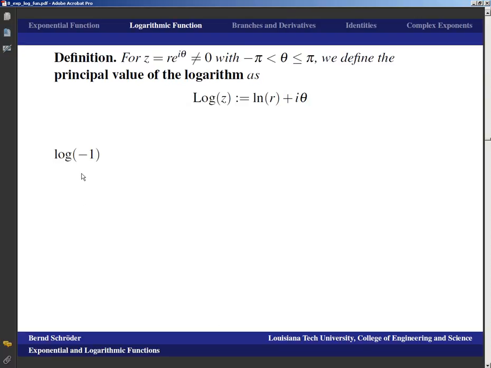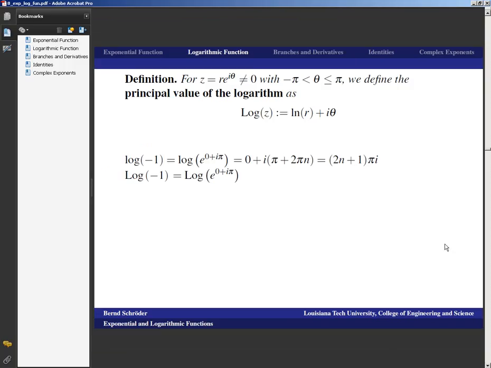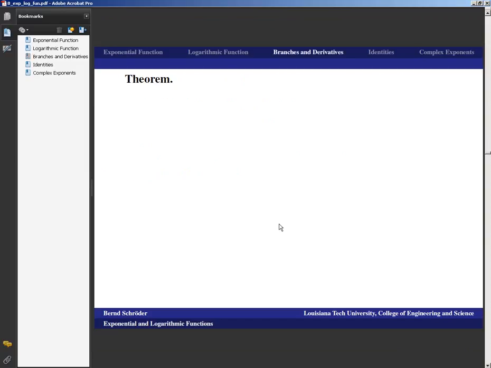The multiple valued logarithm of -1, well, that's the logarithm of e to the 0 plus i pi, and that will be 0 plus i pi times 2 pi n. So that's 2n plus 1 pi i. But the principal value of the logarithm is the Log of e to the 0 plus i pi, and that should be a capital Log here. And now it is a capital Log. And that's just pi i because the principal value does not stick the 2 pi n in there.